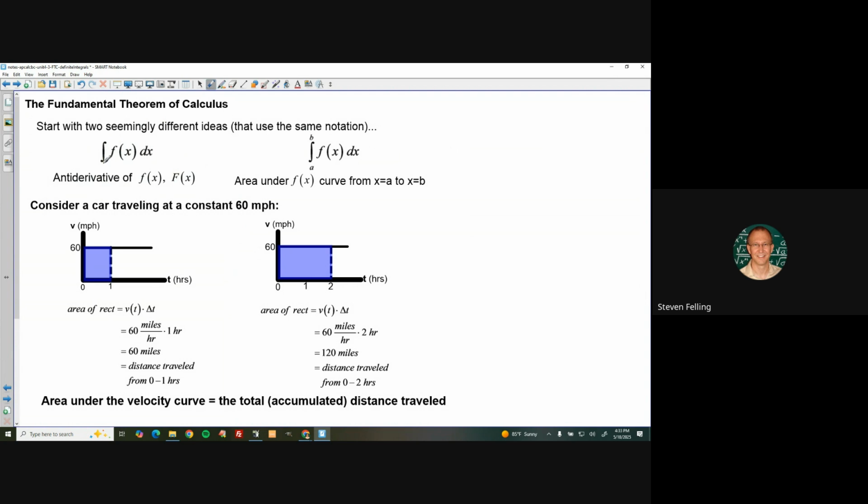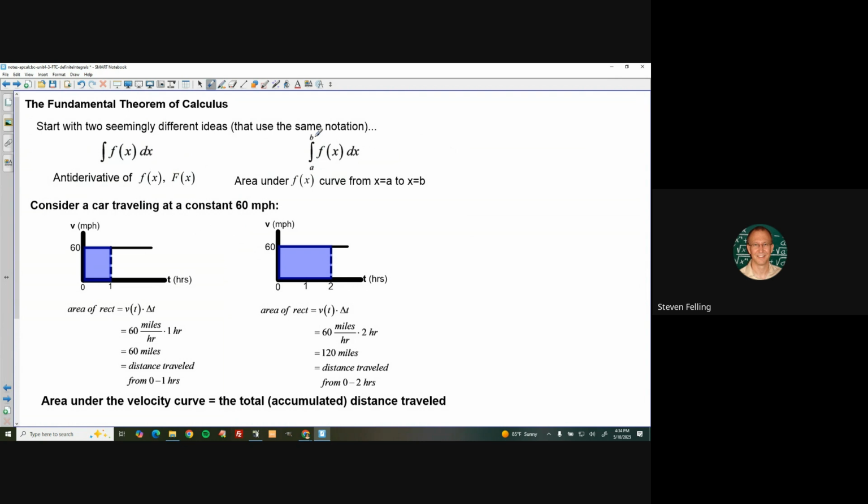Right, so if we don't put numbers here, it represents the antiderivative of whatever this function is, the function whose derivative is this function. But we also use that integral sign for the area under the curve, right, which we investigated with Riemann sums. And if we have a number here, we're going from this lower x to this upper x, and we're finding the area under the curve.